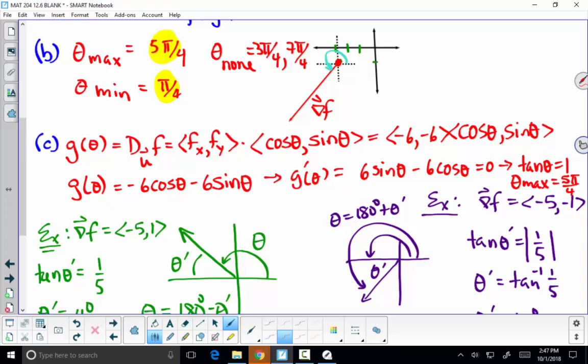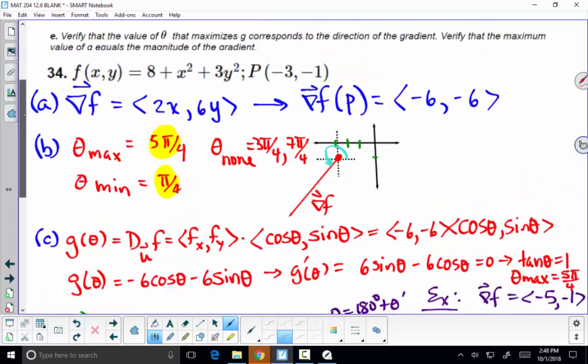So if we were going in the direction 6, 6, pointing into quadrant 1, then we would use pi over 4 as our max. So if you just knew G sub theta, you couldn't tell which direction the max is. Right. We have to have del F to know which quadrant we're in. Definitely need to know the quadrant.